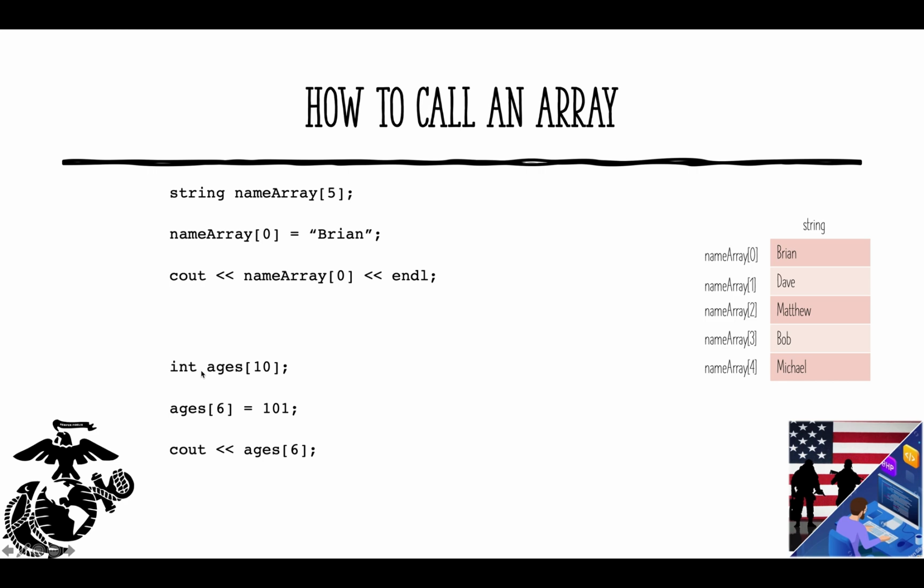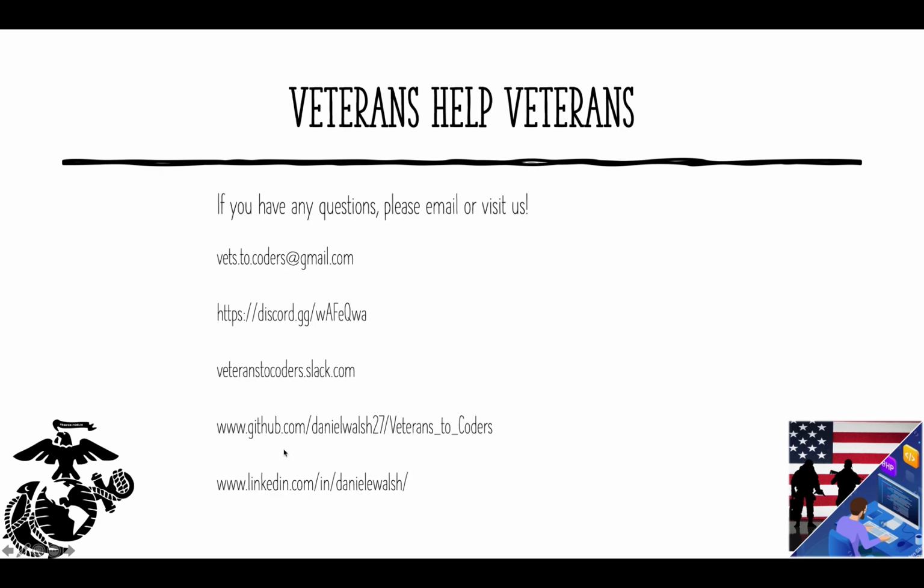Now let's do the same thing for an int array. Int ages, we're going to create 10 ages, and we're going to assign the 6th index to be the value of 101. And then we want to print out, so cout ages of index 6.